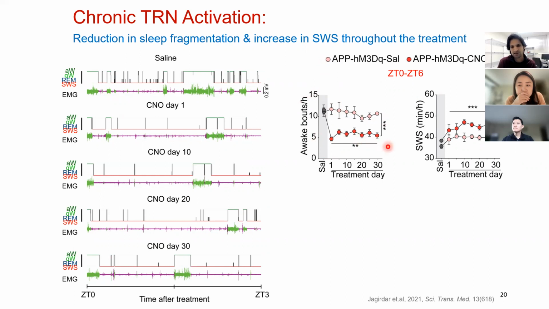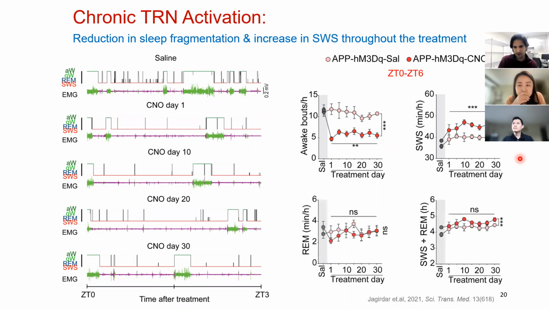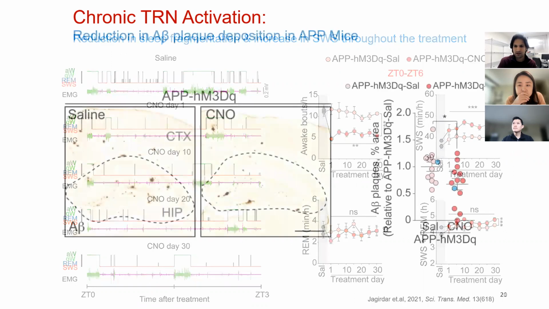We see that consistent, robust reduction in number of awakenings in the CNO treated mice, as well as an increase in slow wave sleep after CNO treatment, after chronic activation of TRN. We did not see any changes in REM sleep and also in total sleep overall.